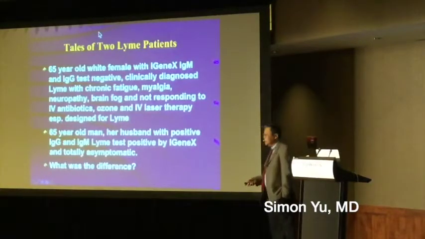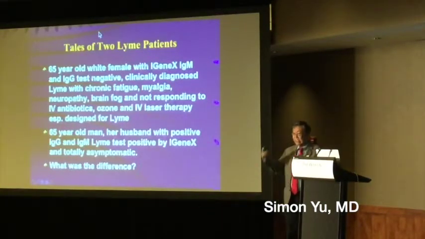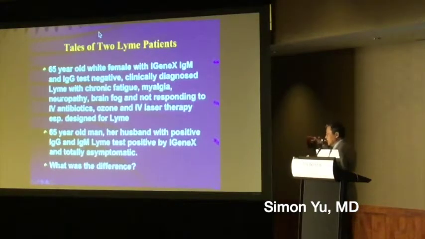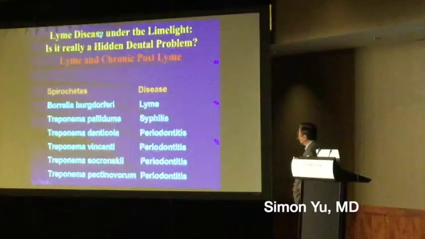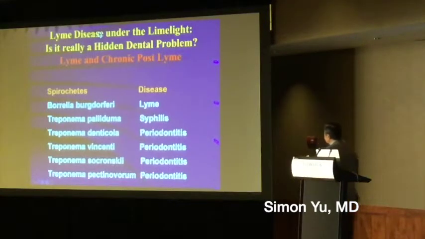His wife has 6 root canals. Remember in one of the slides, they have Treponema. Treponema is a spirochete family. They will mimic just like Lyme. So in Lyme and chronic post-Lyme problems, we have Borrelia burgdorferi, Treponema pallidum as syphilis, and all those Treponema, denticola, vincentii, socranskii, and pectinovorum, they are all periodontal problems. They're all part of this spirochete infection. They mimic exactly like Lyme.